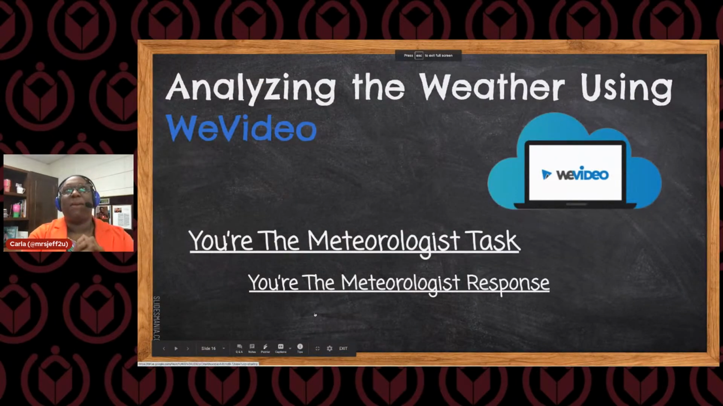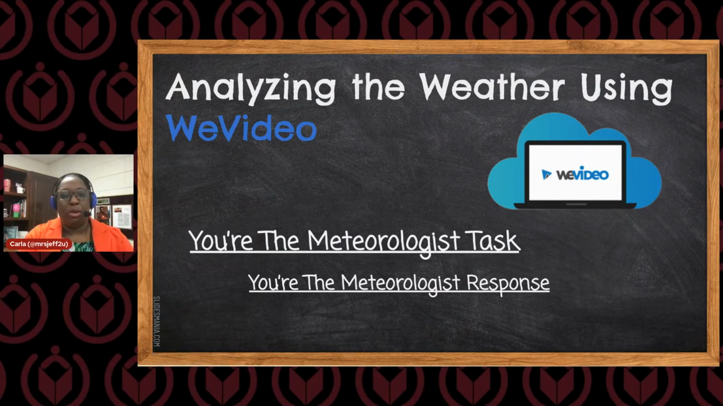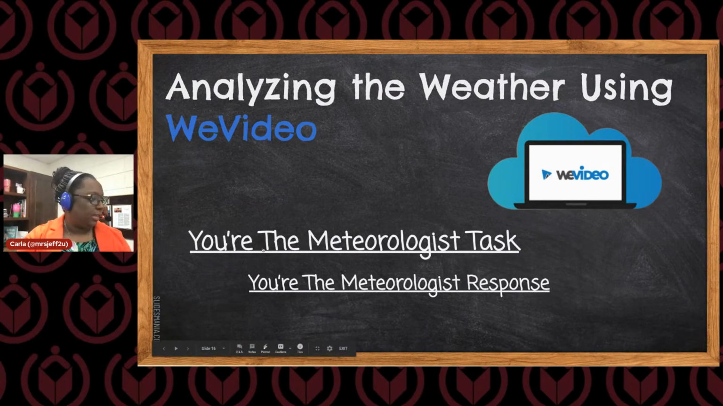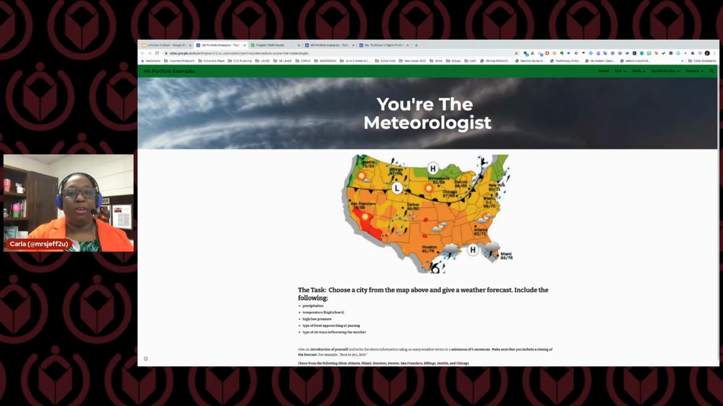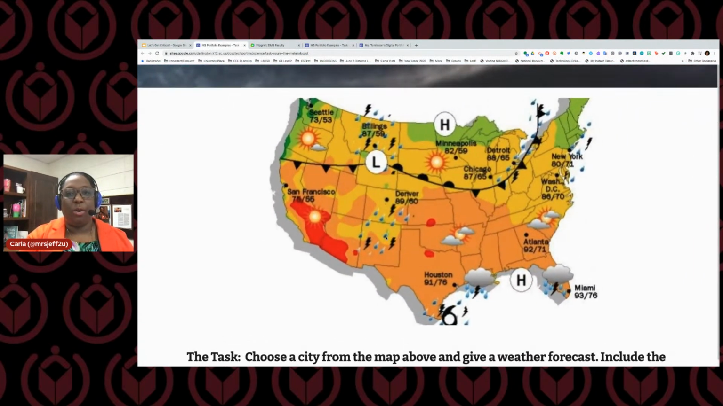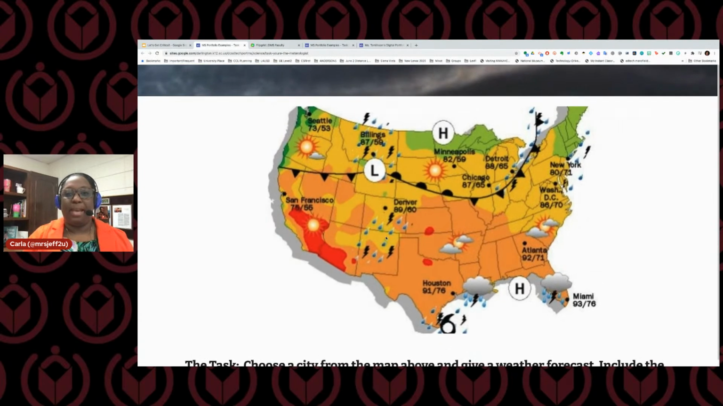And then here's one of my favorite ones. So analyzing the weather using WeVideo. And in this particular example, they're the meteorologist, okay? So they're given a weather map, and based on what they know about the weather, they have to write a weather forecast based on what they know about cold fronts, low fronts, warm fronts, high fronts. I'm sorry, I don't teach science.